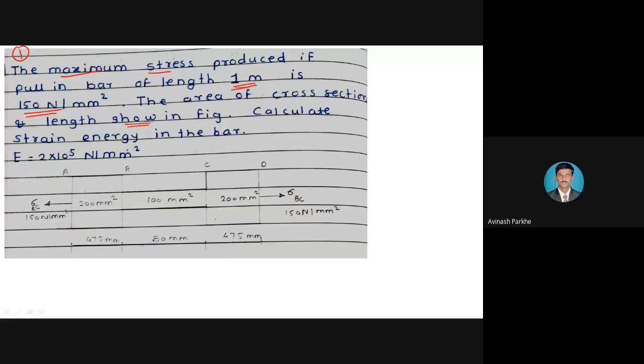The area of cross section and length are shown in the figure. So whatever the cross-sectional area is there, and their length, it is shown in the figure. That means the figure is given to you, full stop. Calculate the strain energy in the bar. Take E is equal to 2 into 10 raised to 5 Newton per mm square. E is a constant parameter, only one Young's modulus is given, which means whatever the number of sections, for each and every section we have to use the same Young's modulus.